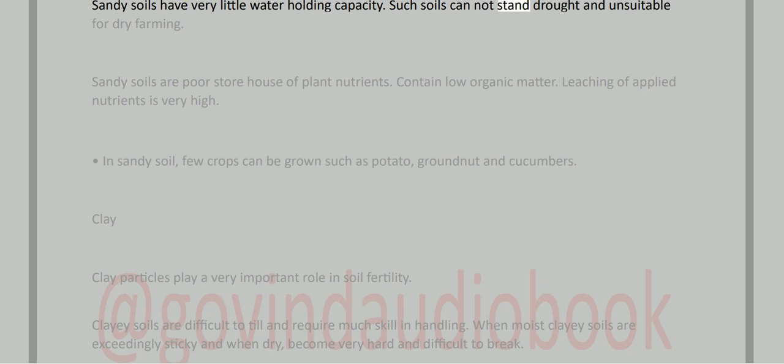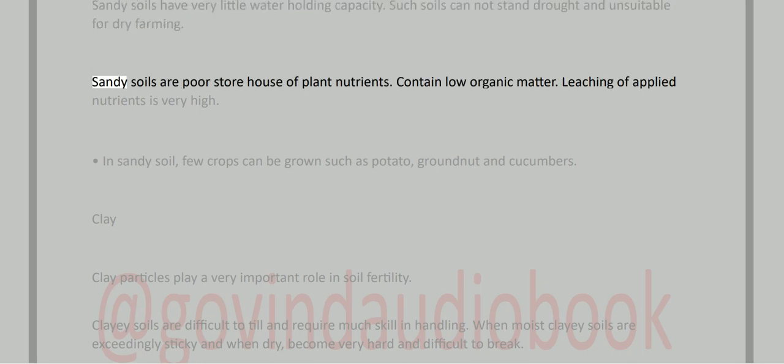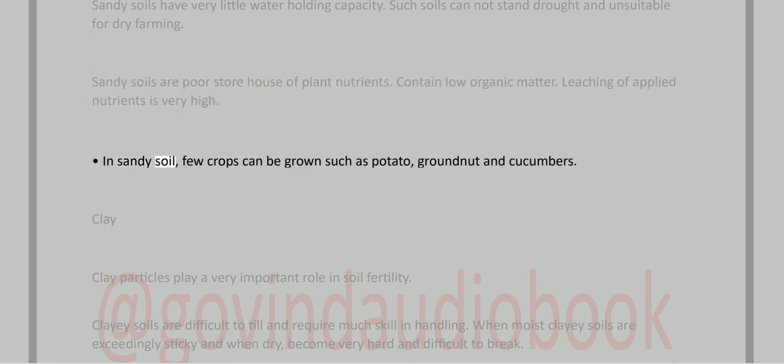Such soils cannot stand drought and are unsuitable for dry farming. Sandy soils are a poor storehouse of plant nutrients. They contain low organic matter. Leaching of applied nutrients is very high. In sandy soil, few crops can be grown, such as potato, groundnut and cucumbers.